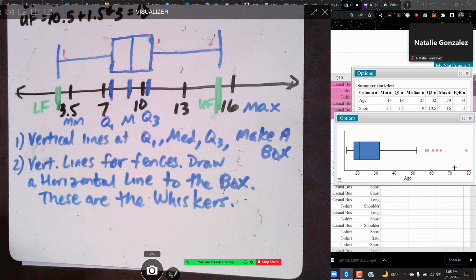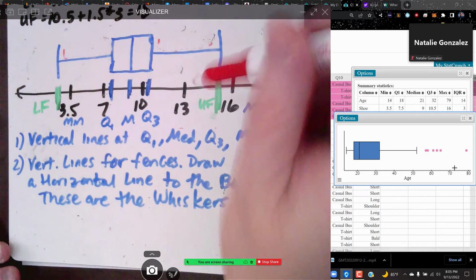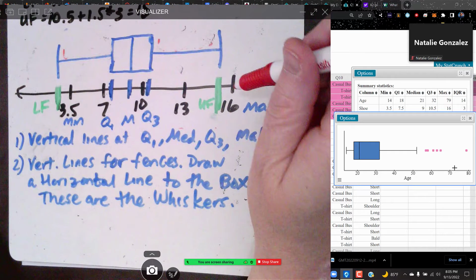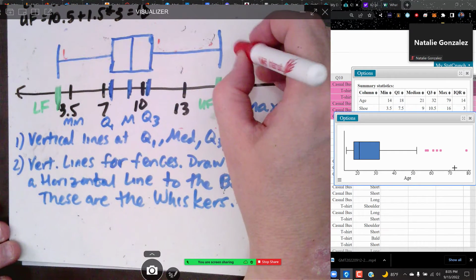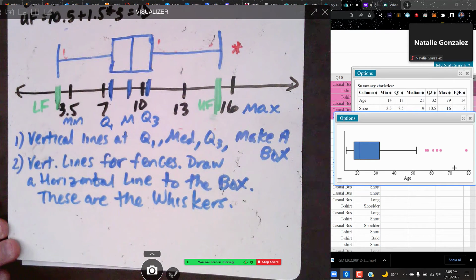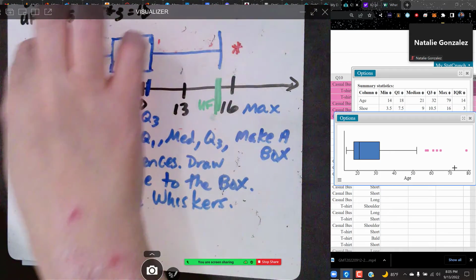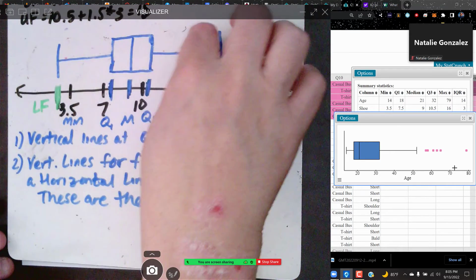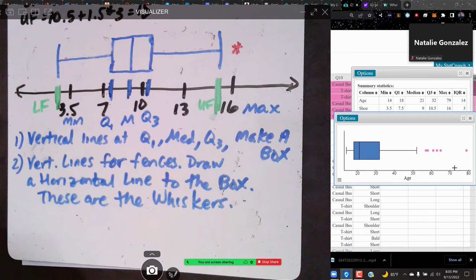And finally, if we have values outside the fence, put a dot there. I know of at least one value on the outside of the fence, at 16. There might be more. I didn't sort the data and look at it, so before I do the box plot, I'm going to sort it and see if there are more dots. That's it. This is how to draw a box plot by hand.